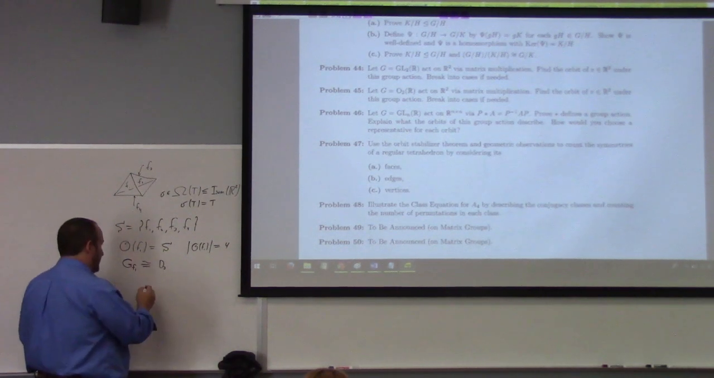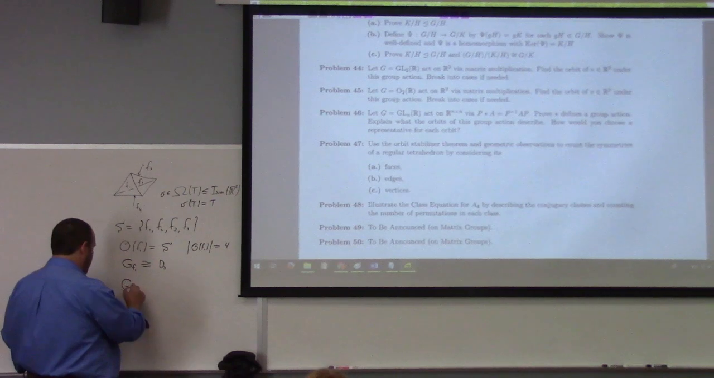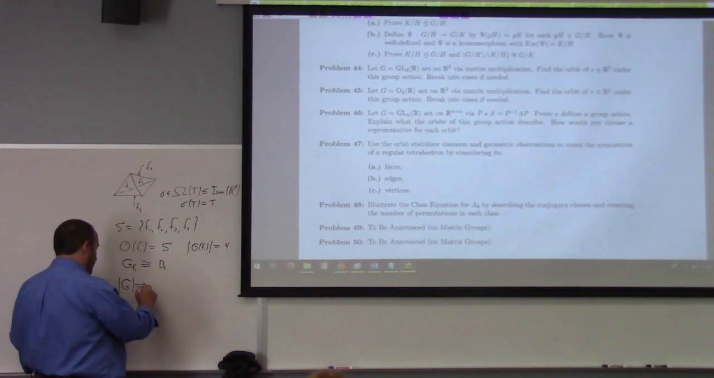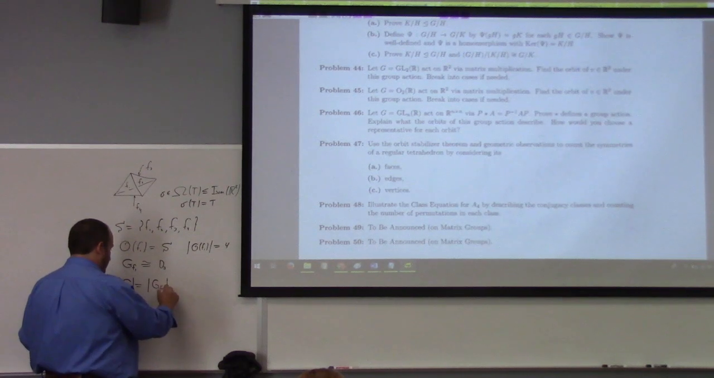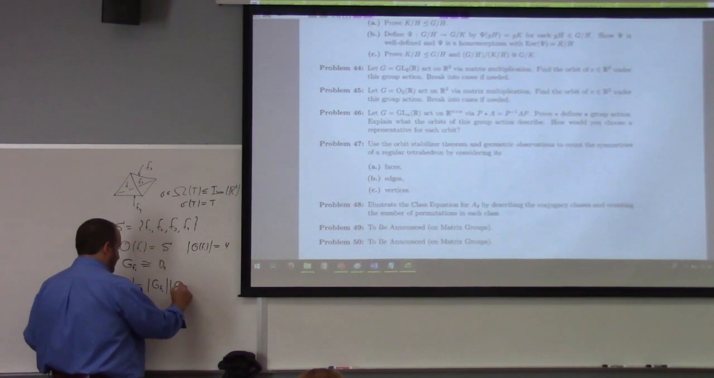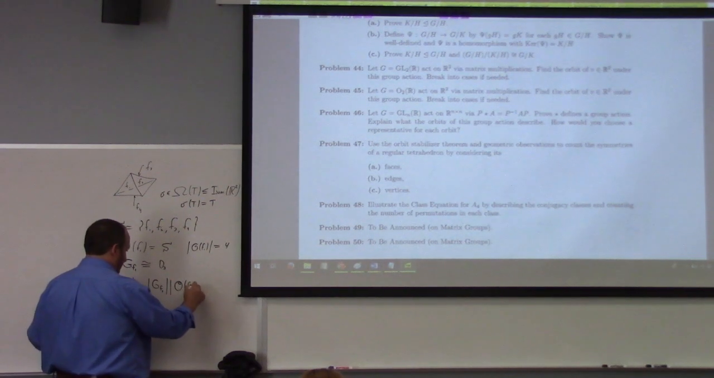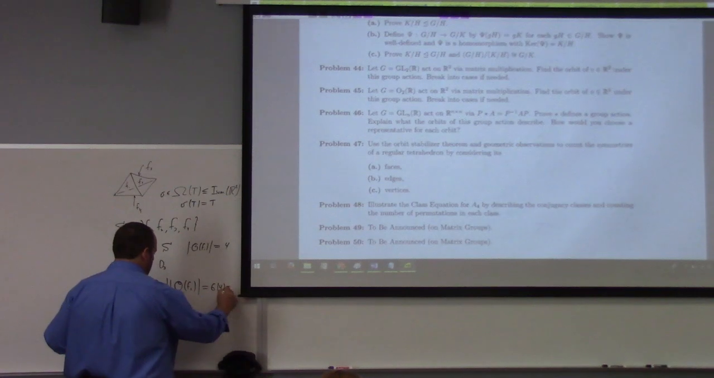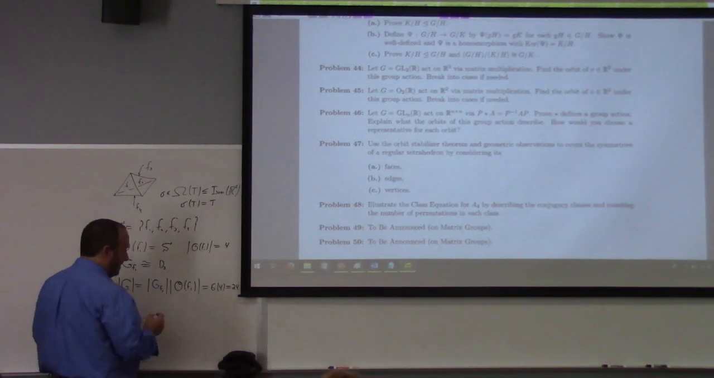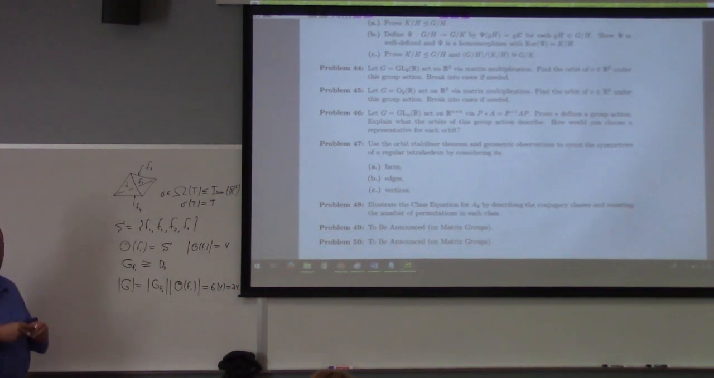So then orbit stabilizer says what? That the symmetry group, the size of the group is the product of the size of the stabilizer with the size of the orbit, which is apparently 6 times 4, so 24. That's the analysis for faces.